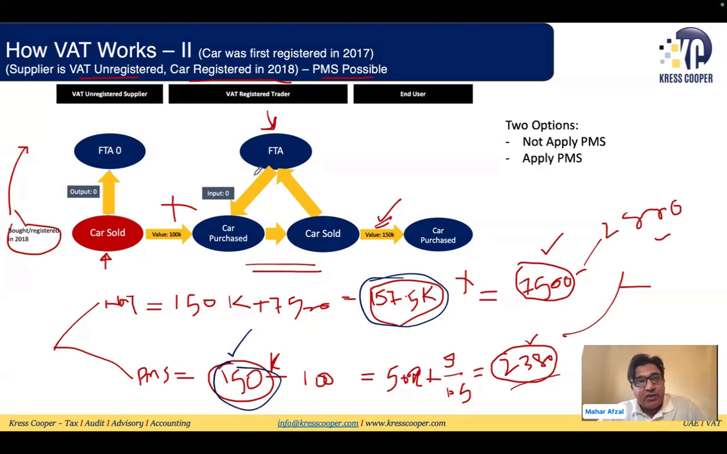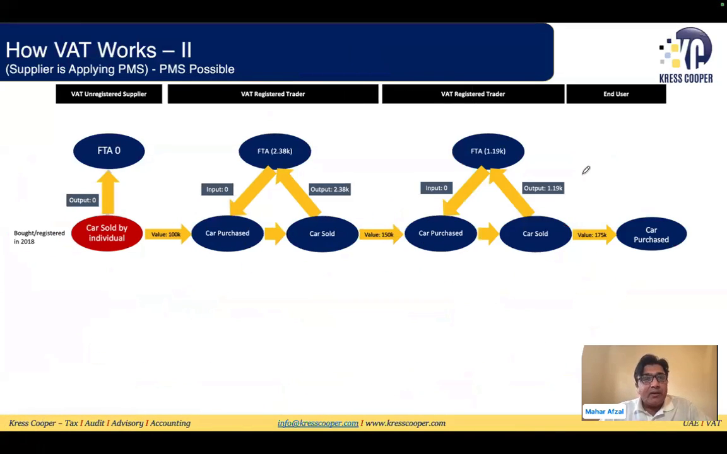So in this situation, yes, we can apply the profit margin scheme. I told you the reason, in case you are not applying and in case you are applying, what are the benefits. In both of the cases, you can see applying the profit margin scheme is beneficial. Now this is another scenario.